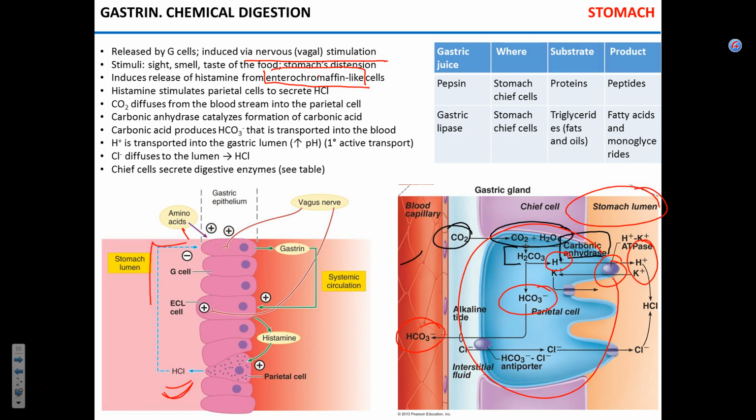Now, I just noticed there's a typo here. Obviously, the transport of hydrogen into the lumen of the stomach doesn't increase pH. It decreases pH. Is that clear? Simply a typo. I put the wrong arrow.